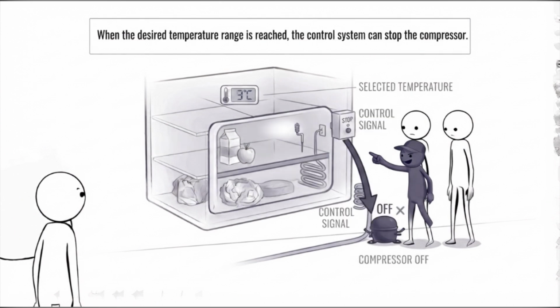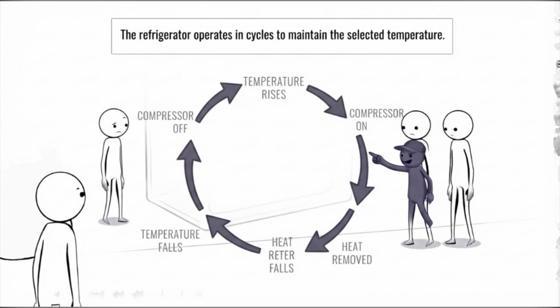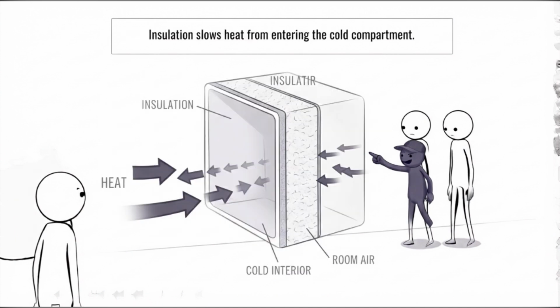As the temperature falls back toward the selected range, the control system can stop the compressor. The refrigerator does not need to run continuously at full operation. It operates in cycles to maintain the desired temperature. When the compressor stops, cooling stops temporarily, but the temperature does not immediately rise.